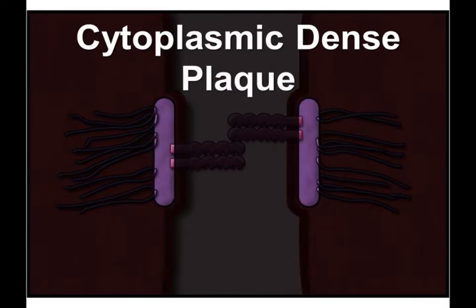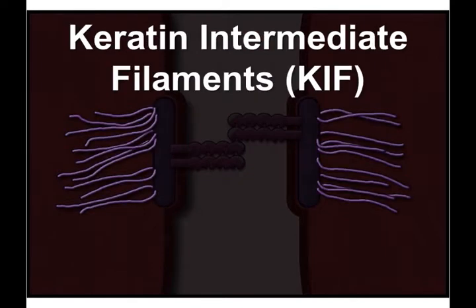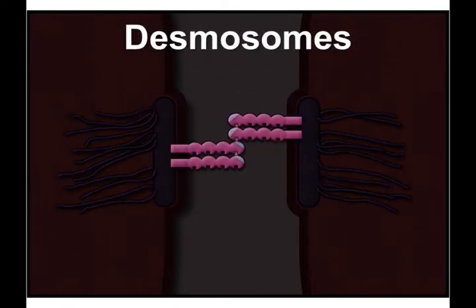The cytoplasmic dense plaque is found immediately below that cell membrane. And the keratin intermediate filaments act as anchoring fibrils that connect to that dense plaque. The desmosomal structure that is visible in H&E sections is the attached area between the 2 plaques.